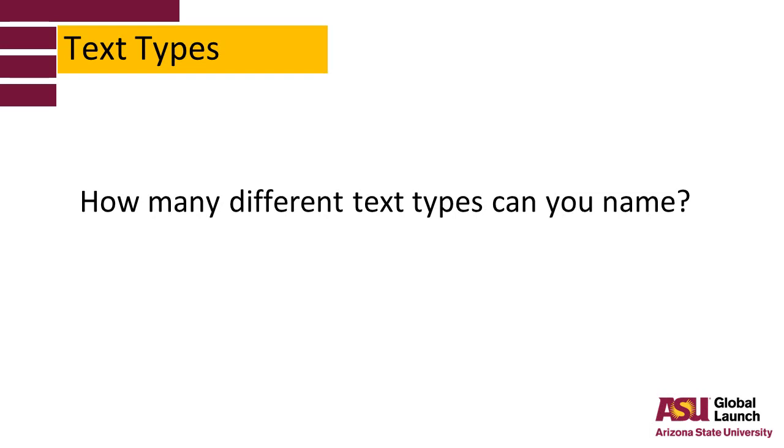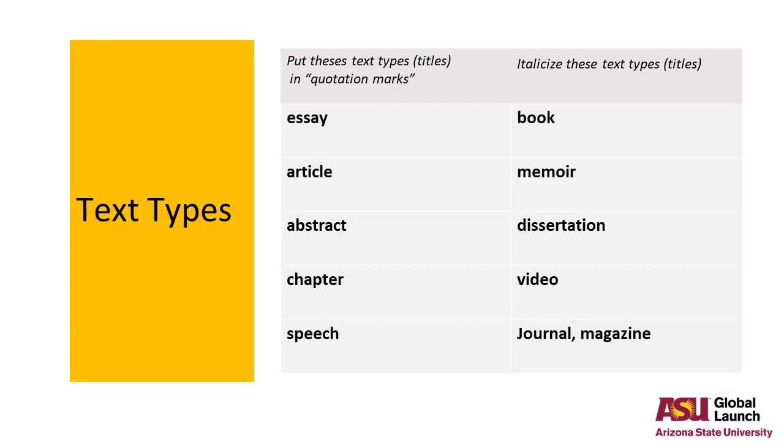Before you are given a few examples, why not test your knowledge? How many different text types can you name? Here are examples of different text types: an essay, article, abstract, chapter, and speech. Then there's larger texts such as books, memoirs, dissertations, videos, journals, and magazines.